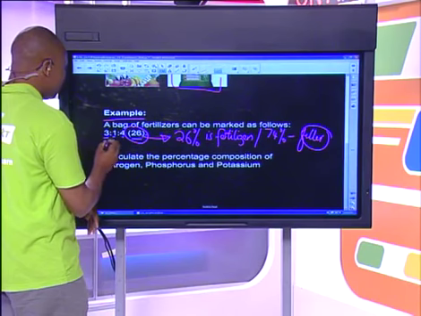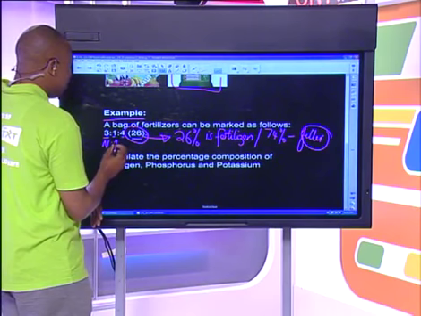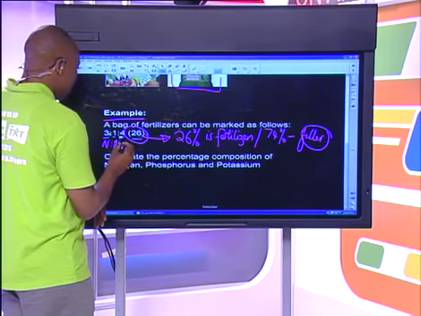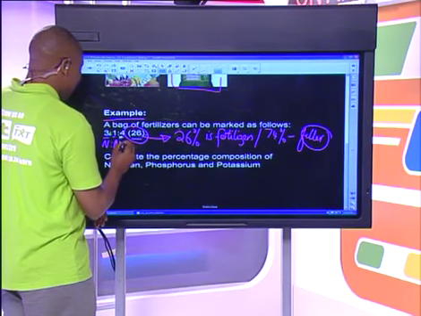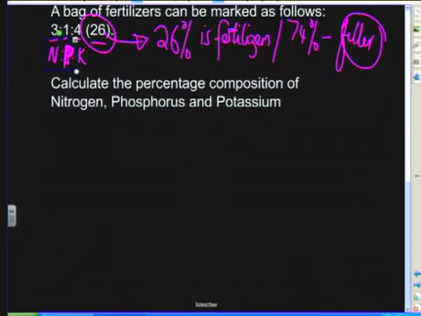So the 3 is for nitrogen, the 1 is for phosphorus, so this is P, sorry, and the 4 is for K, potassium. So this is NPK. All right. So if I were to find out the percentage composition of nitrogen, phosphorus, and potassium in that bag, for nitrogen, it's 3. So it's 3 of the total ratio.